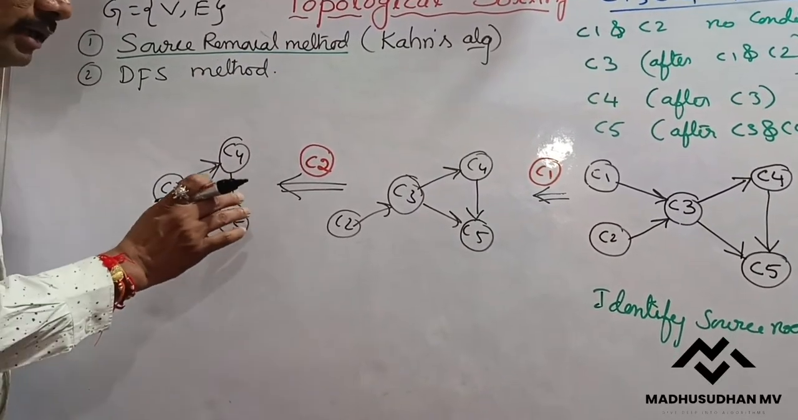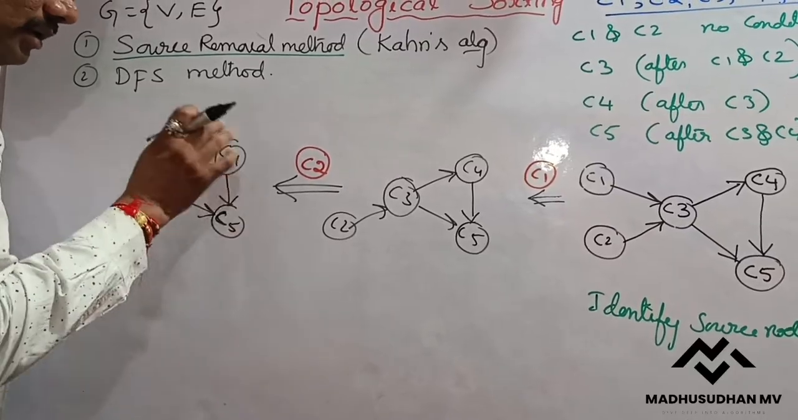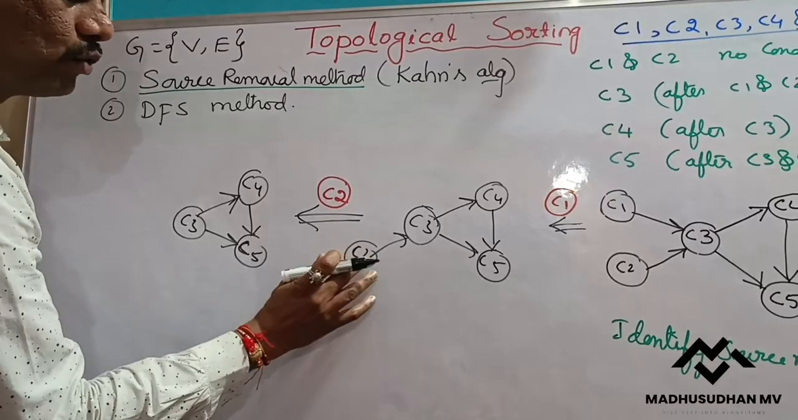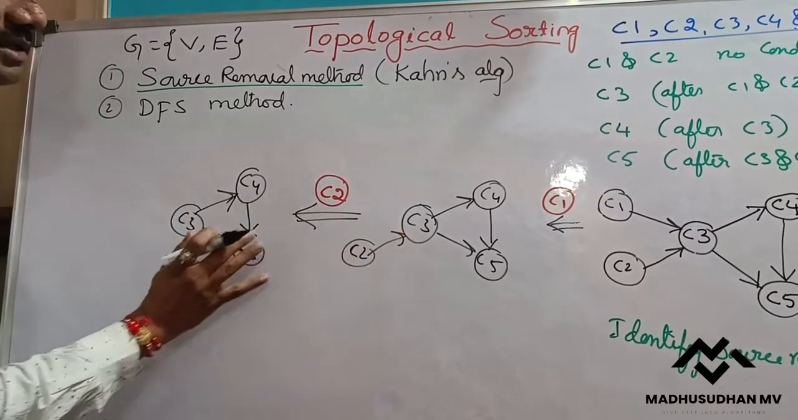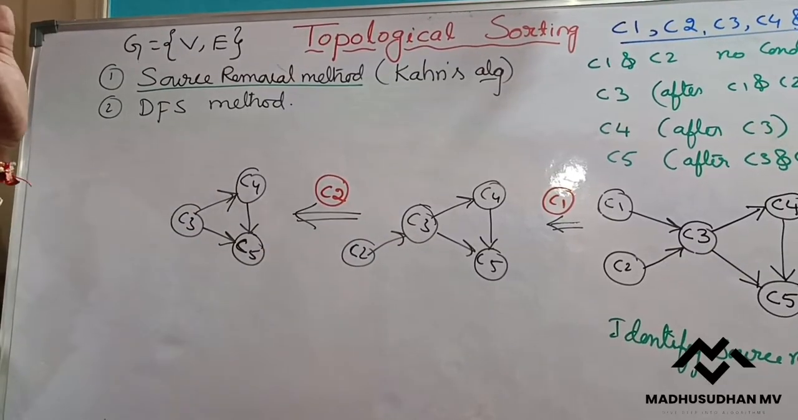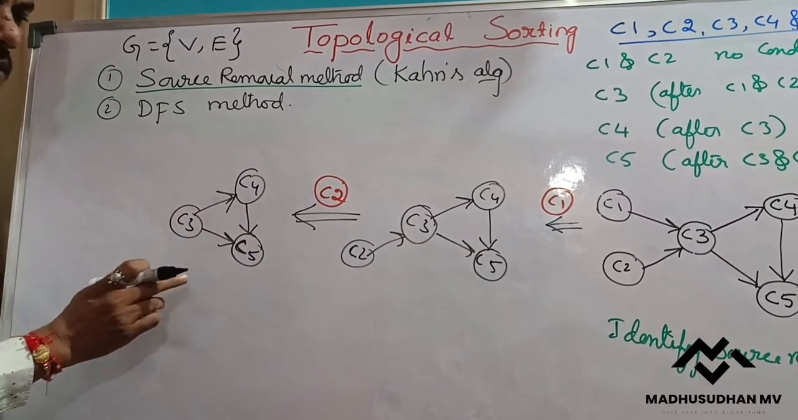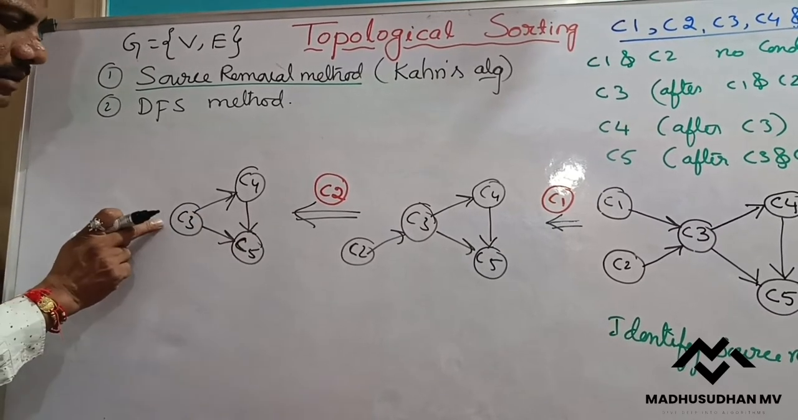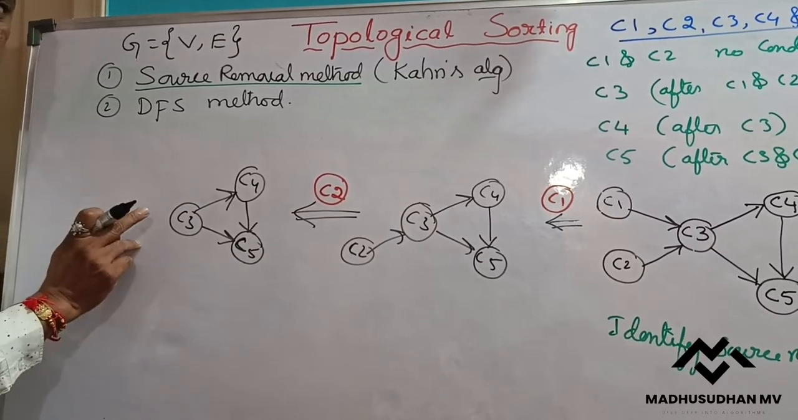Okay. Now this is my resultant. Now here again identify what? Again, when I remove C2, its outgoing edge I also remove. So this is the resultant. Now again identify the source node and remove it. Which is a source node here? See, it has 1 in-degree, it has 2 in-degrees. So now which is the source node? It does not have any incoming edge.